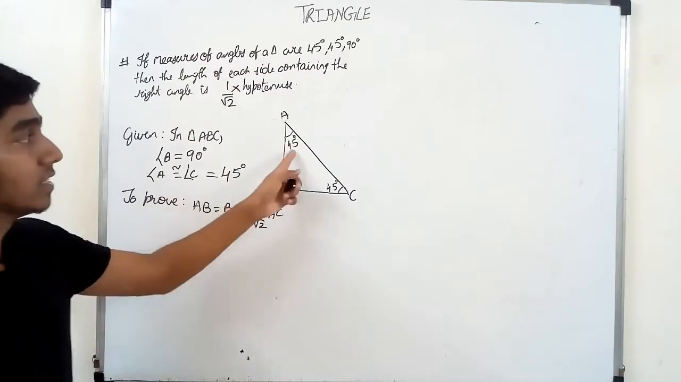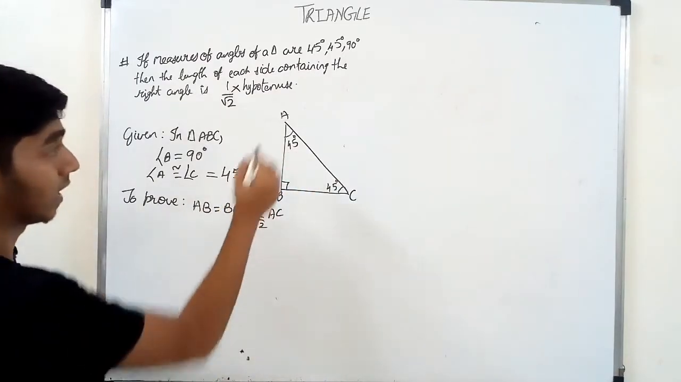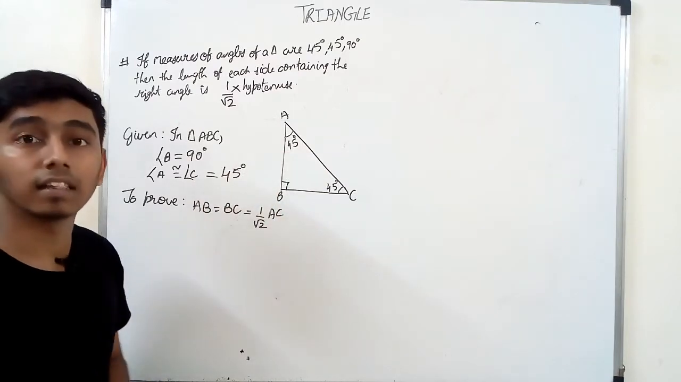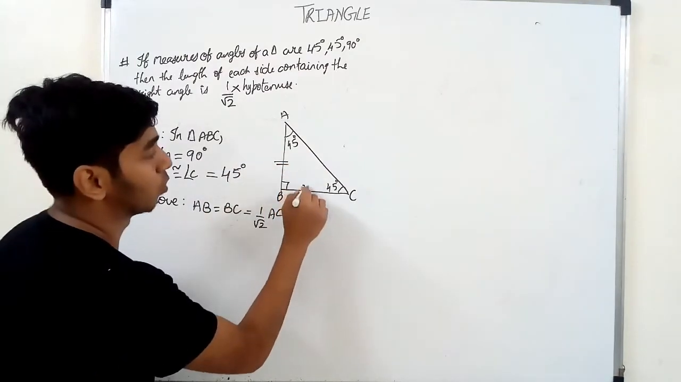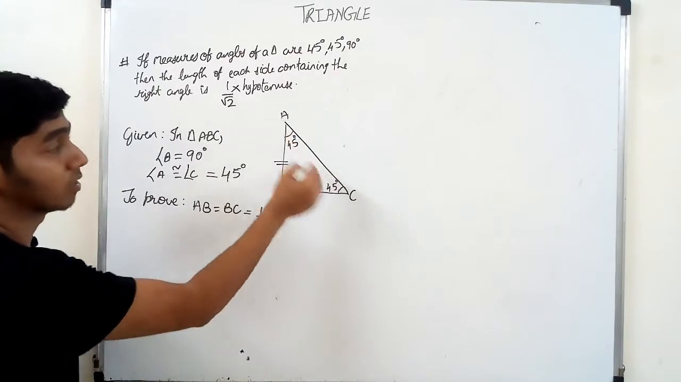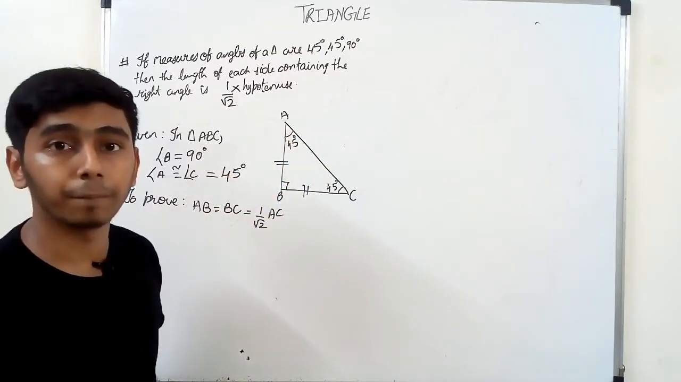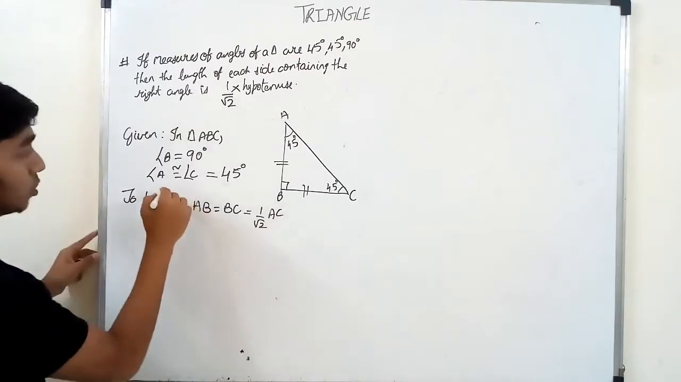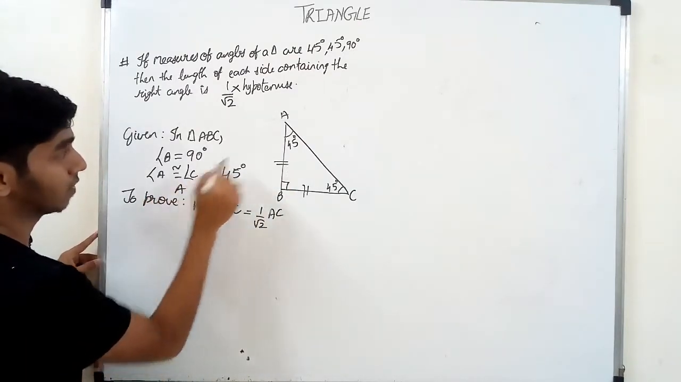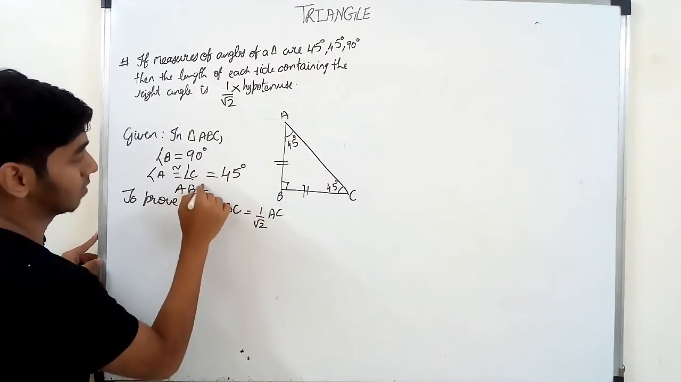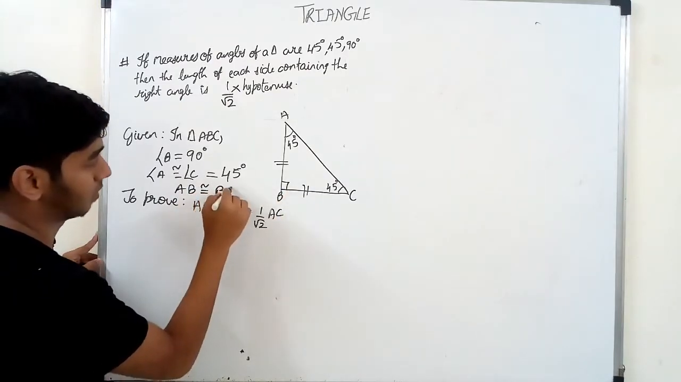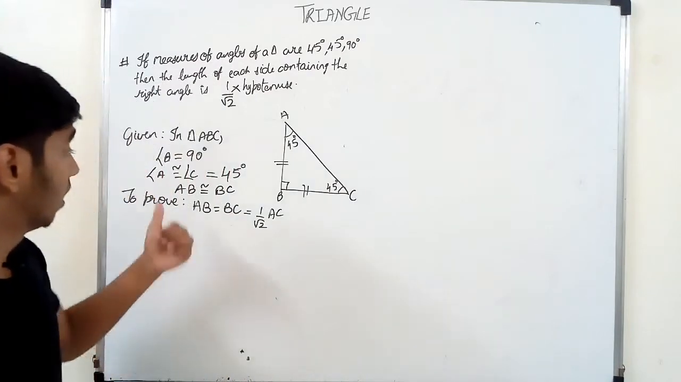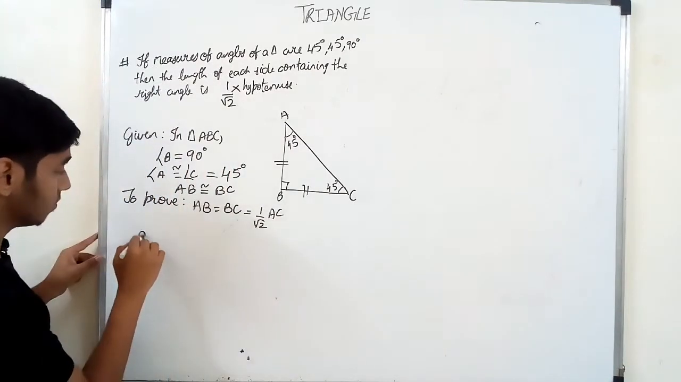Now if this is 45, this is 45, angle A and angle C, we can say that AB and BC are congruent. Why? Because of the isosceles triangle theorem we did. Actually the converse of the isosceles triangle theorem. So we can write this in given itself, AB congruent to BC. Okay, this can be written in given itself. Now let's see the proof.